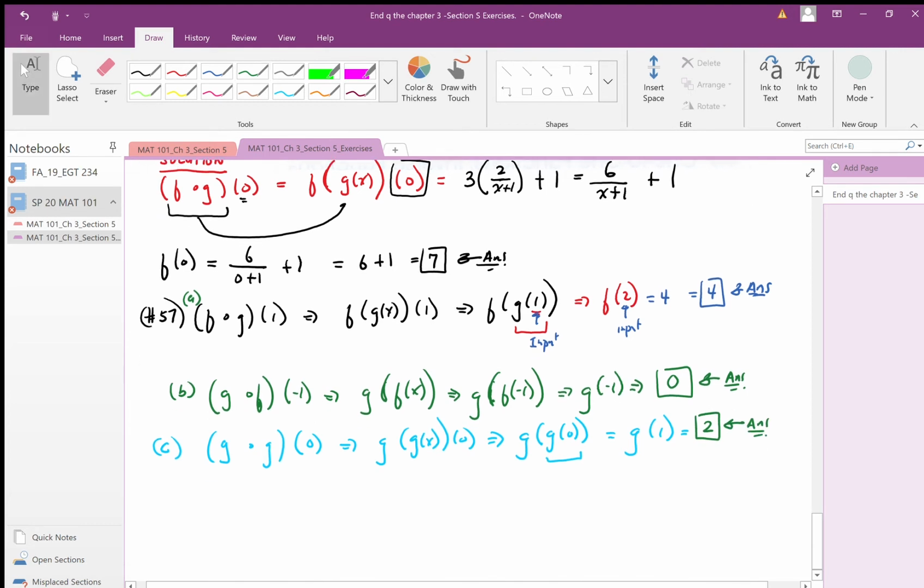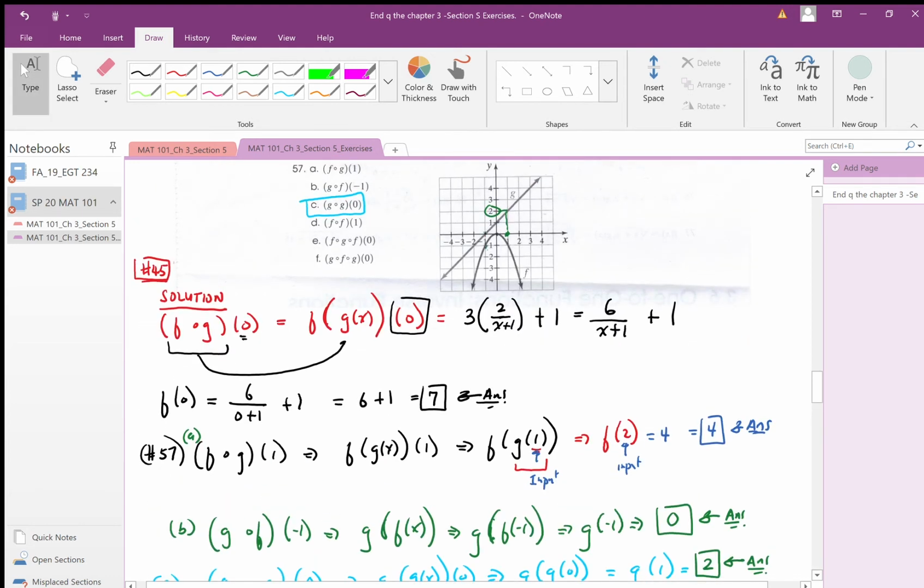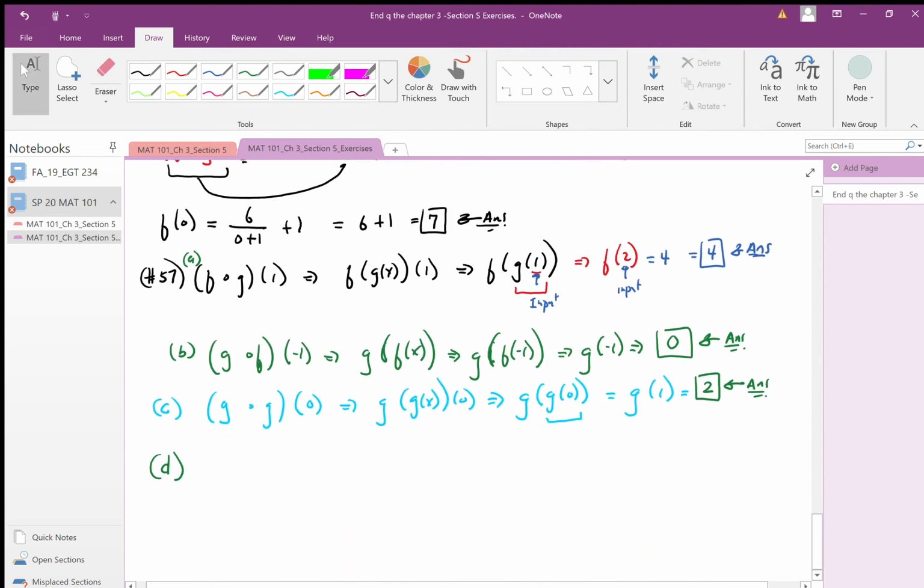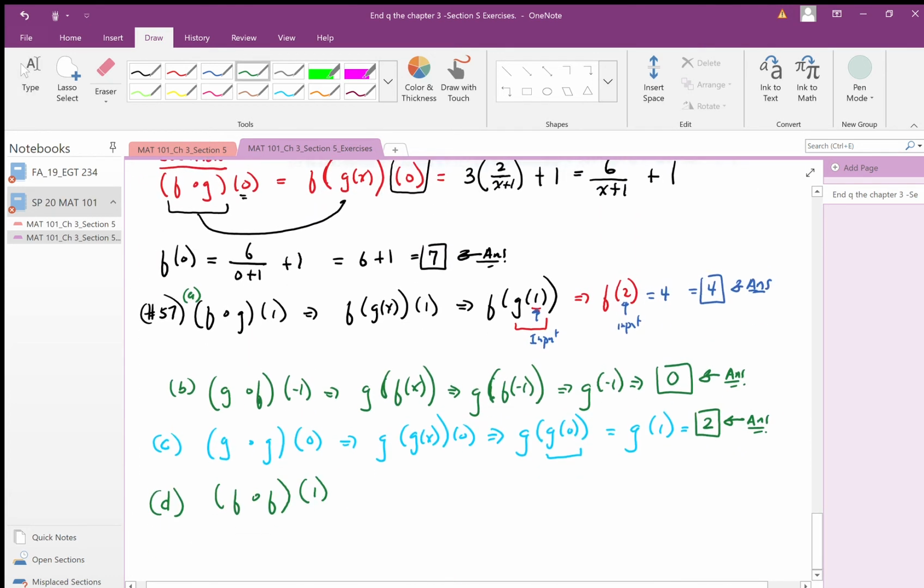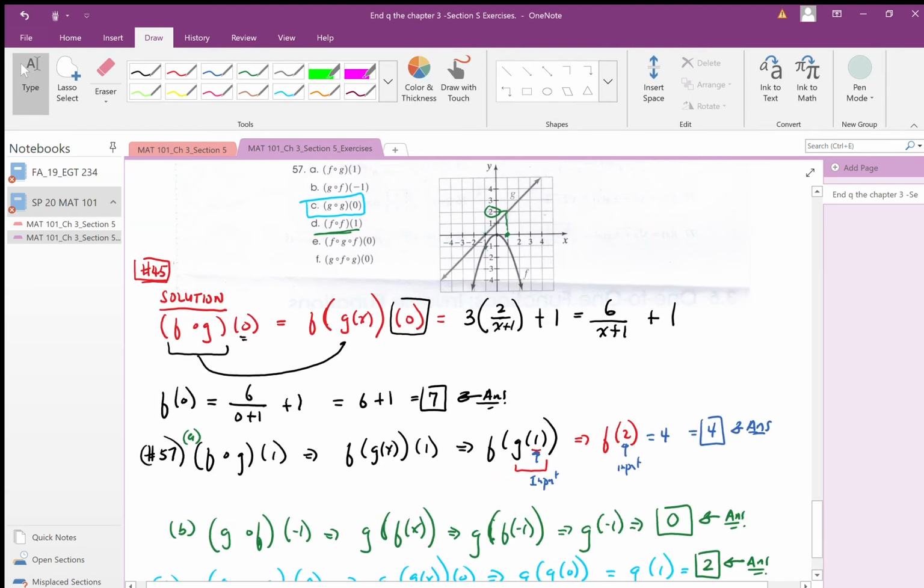Okay, now let's go to D, and D is going to be what? It's going to be the composite of f and f, as a function of 1. So that's going to be f of f of 1. You can rewrite that as f of f(1). Okay, so now looking at this one, f of 1, again, I'm looking for my value here.